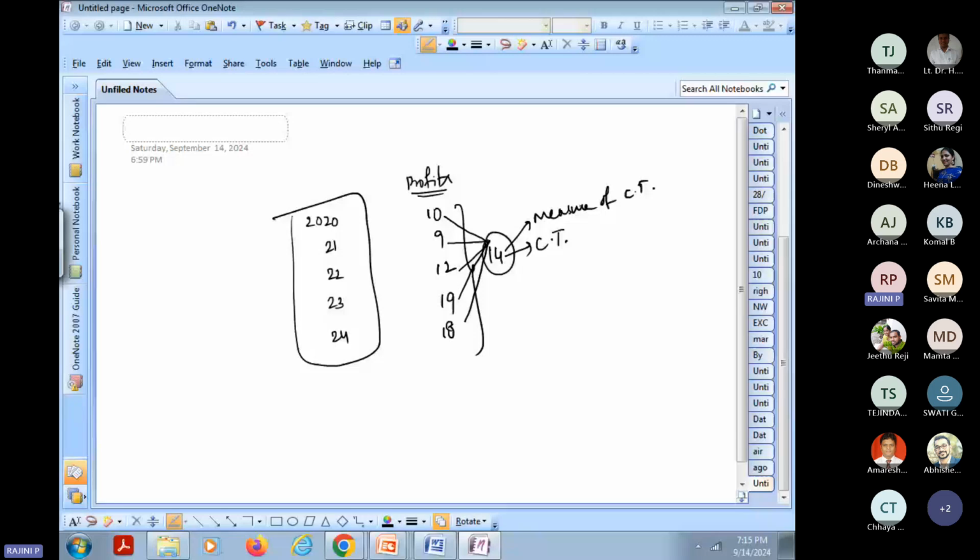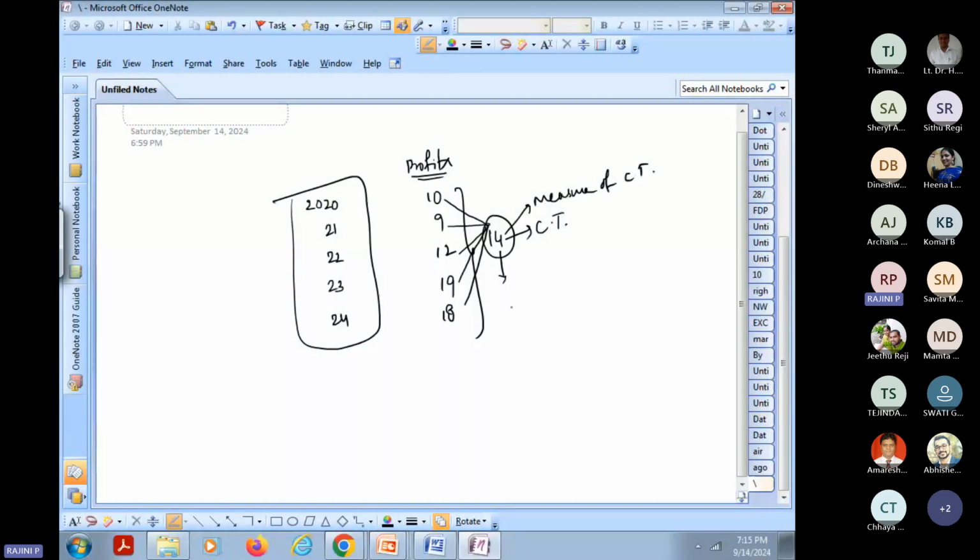Now, to calculate this 14, which method did I adopt? To calculate the central tendency, we do not have just one method. We have five methods: arithmetic mean, median, geometric mean, harmonic mean, and mode. These are the five methods we have to calculate the center value. So now there is a question. To calculate the center value, one method is enough, then why do we require all these methods?